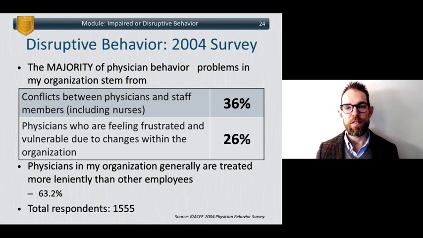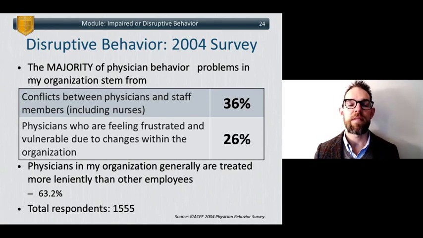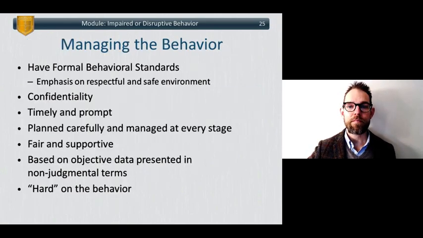Not, we feel like our clinical care is poor, we feel like our training is bad, but all related to conflicts and physician distrust. Another statement was, physicians in my organization are generally treated more leniently than in other organizations. 63.2% of respondents said yes, they are treated more leniently. That is not a just culture. And that is, of course, something that is in the process of changing now.